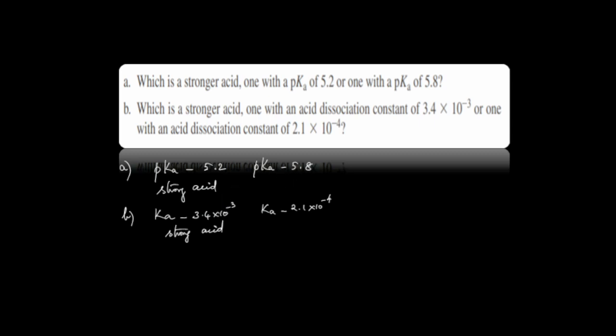Okay. There is one more question. Which is a stronger acid, one with acid dissociation constant 3.4 times 10 to the power minus 3, or one with acid dissociation constant 2.1 times 10 to the minus 4? So you know, if the pKa value is low, the Ka value must be high. Among these two, 3.4 times 10 to the power minus 3 is the higher value, and it will be a strong acid, and the 2.1 times 10 to the power minus 4 will be a weak acid.